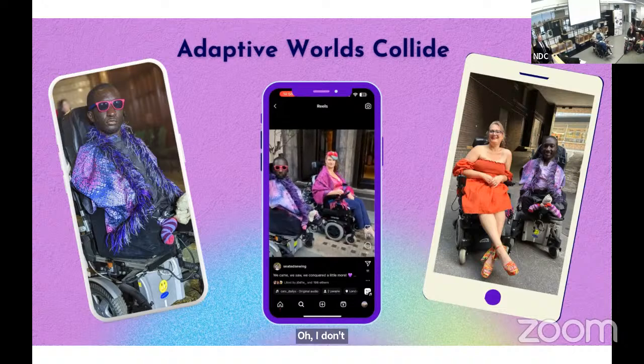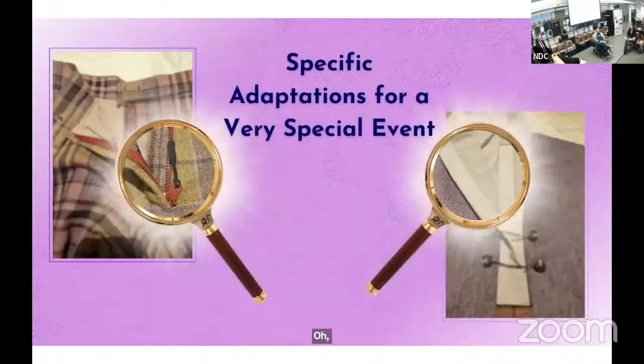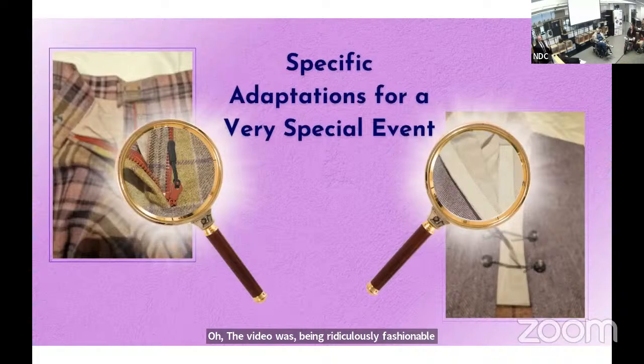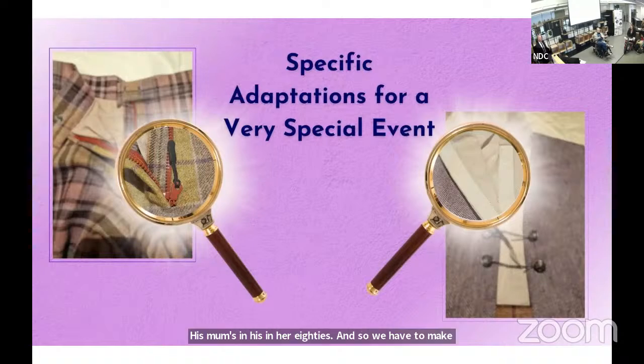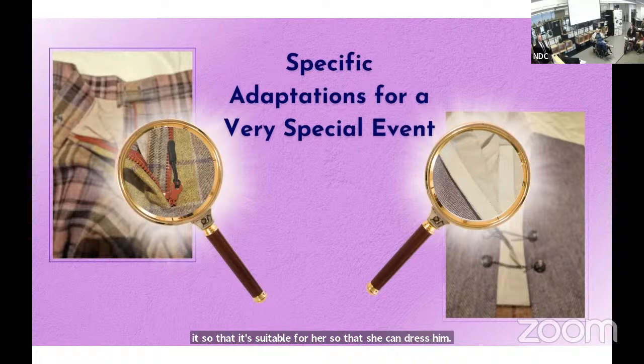And that's a video of us being ridiculously fashionable. So some of the alterations that we made, especially for Isaac, so he's dressed by his mum. His mum's in her 80s. So we have to make it so that it's suitable for her, so that she can dress him, but it's comfortable and it's adaptive. So you can see we've put a bigger zip on the fly.